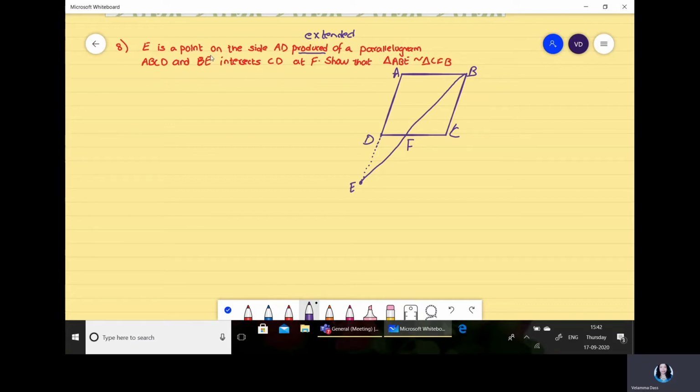So E is a point. Where is the point? It is on the side AD produced. When you extend AD, you get a point E. Now we have to join BE, and this BE intersects side CD at the point F. You have to show that triangle ABE, the bigger triangle, is similar to CFB. Let's make AEB in a dotted line so we understand. This triangle we have to prove is similar to this triangle CFB.